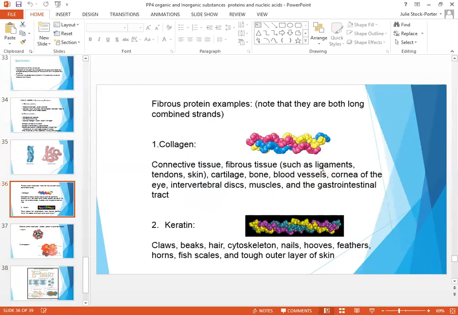Connective tissue, fibrous tissue, like ligaments, tendons, skin, cartilage, bone, blood vessels, cornea of the eye, intervertebral discs, muscles, and the gastrointestinal tract. Keratin are things that make like claws, beaks, hair, the cytoskeleton, nails, hooves, feathers, horns, fish scales, tough outer layer of skin. And of course, you know that this is just a small sampling. It's just to give you an idea. But these are what some of the things that the fibrous proteins actually come together to create.